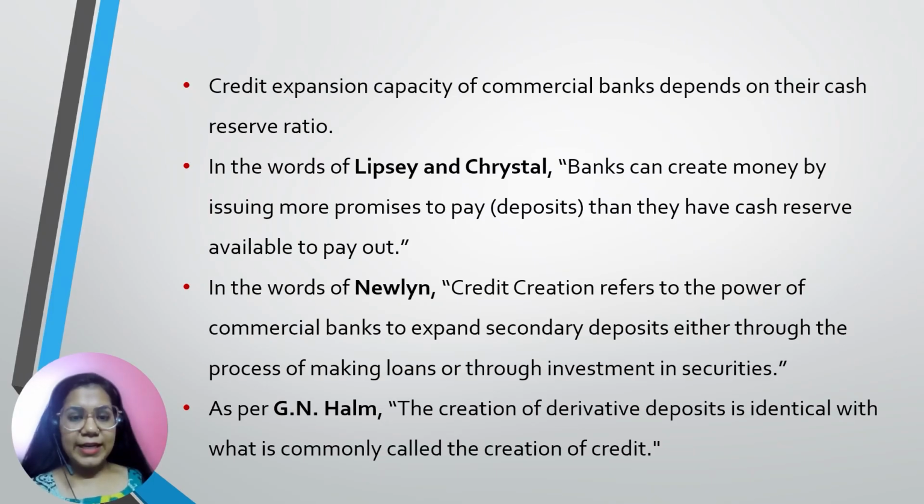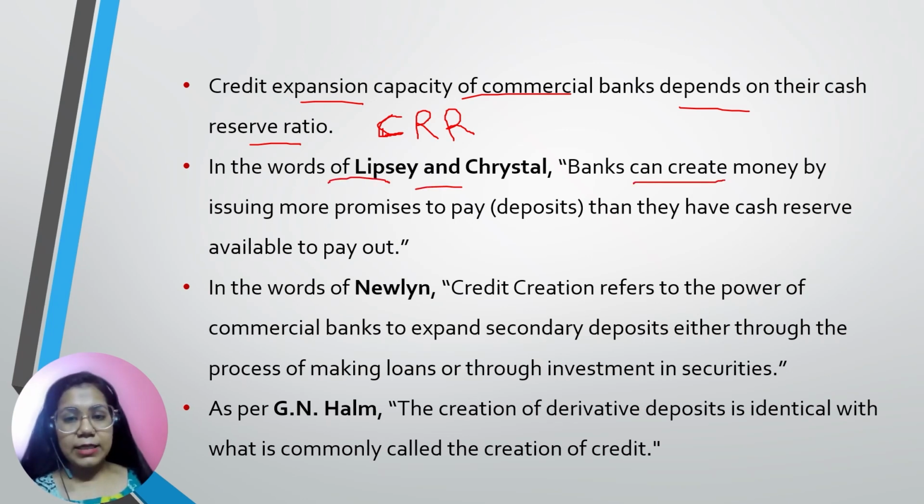So credit creation capacity of commercial banks depends on their cash reserve ratio, which we write as CRR. What is this cash reserve ratio? It is the reserves that the banks have to keep with themselves, and this is mandated by the central bank, which is the Reserve Bank of India. So in the words of Lipsey and Crystal, banks can create money by issuing more promises to pay deposits than they have the cash reserve available to pay out.